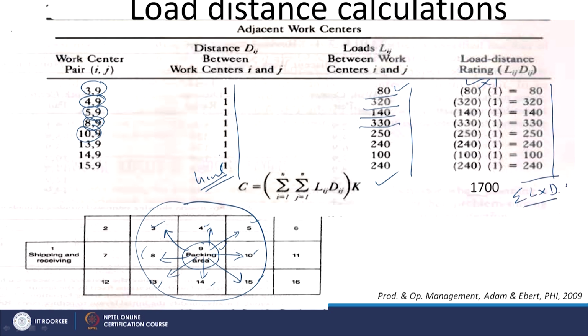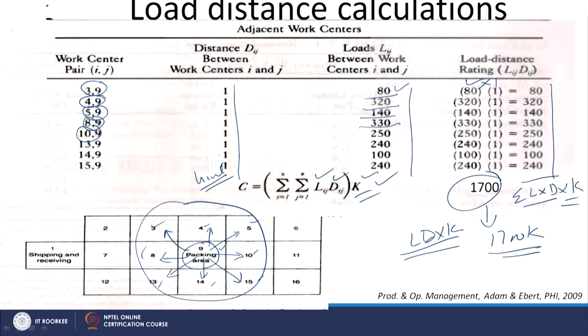If we multiply with some cost k on account of the distance to be travelled per unit area, it will give us L into D into k, the cost per unit area, which is constant. So, the load into distance into cost for adjacent centers in this situation comes out to be 1700 K.